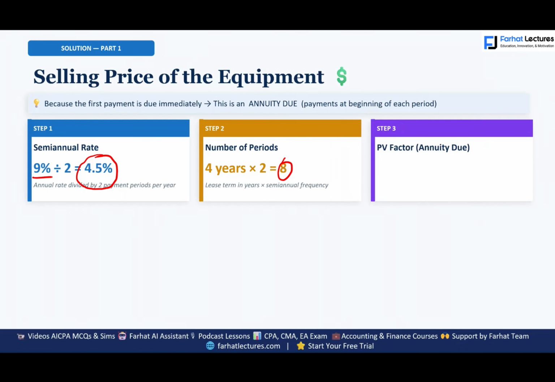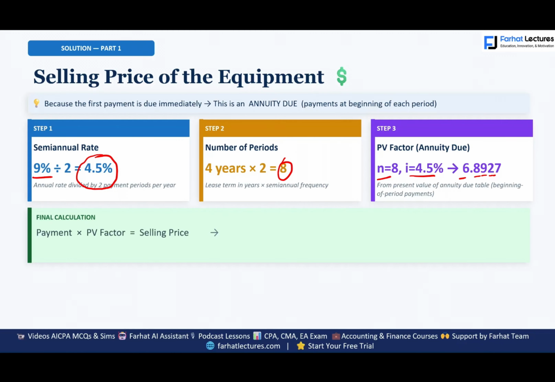And the present value annuity factor, you go to the table, n equal to 8, i equal 4.5, and the factor is 6.8927. Now, I just gave you this factor. If you don't know how to use this time value table, you need to do so. You need to know how to find the present value of an ordinary annuity, annuity due, present value of a single amount. Those are skills you need to be familiar with for the exam day. So what's the final computation? Once we have all of this, we can take the payment multiplied by the present value factor of the annuity due to get to the selling price.